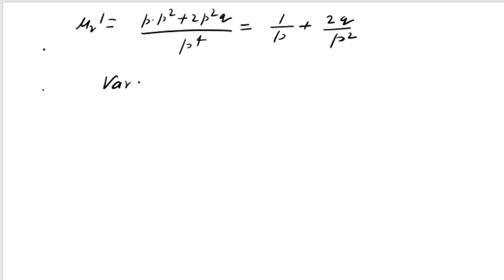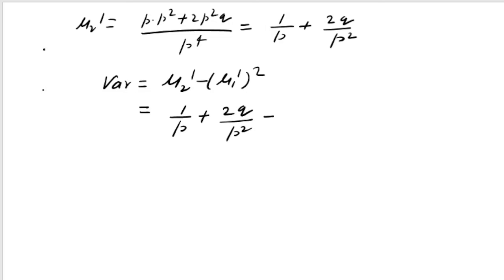What is the variance? The variance is mu2 dash minus (mu1 dash) whole square. So that is equal to 1 by p plus 2q by p square. And what was mu1 dash? Mu1 dash was also 1 by p. So it will be minus 1 by p square. Okay. So if you simplify, you will get what? LCM will be p square. And you will get here p plus 2q minus 1.